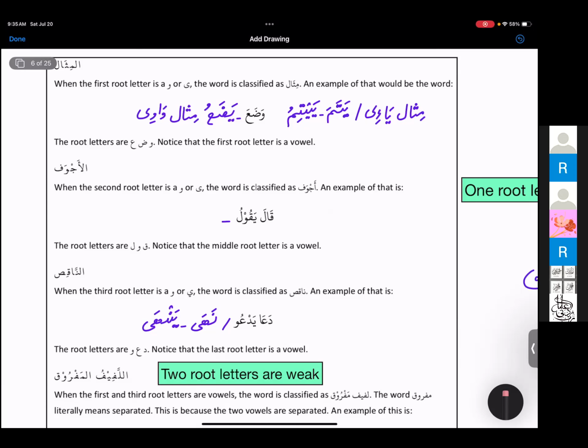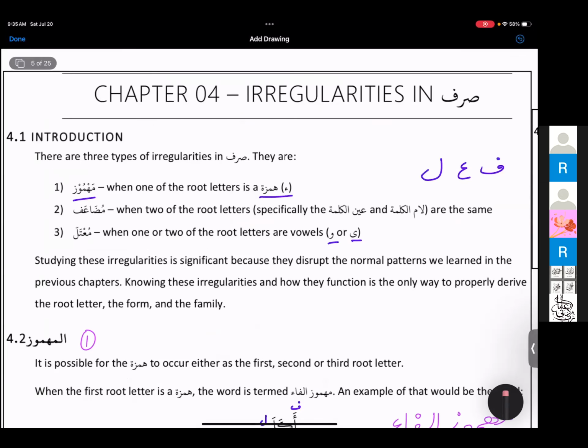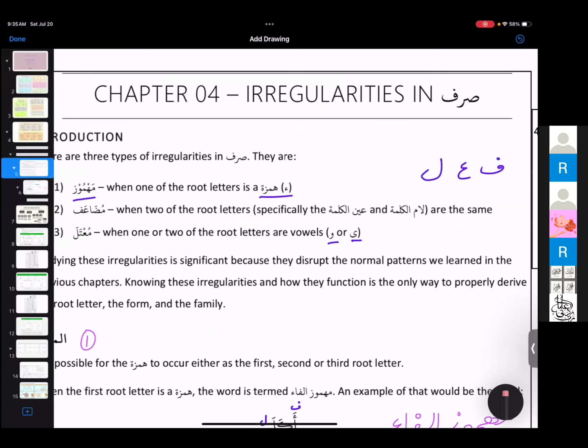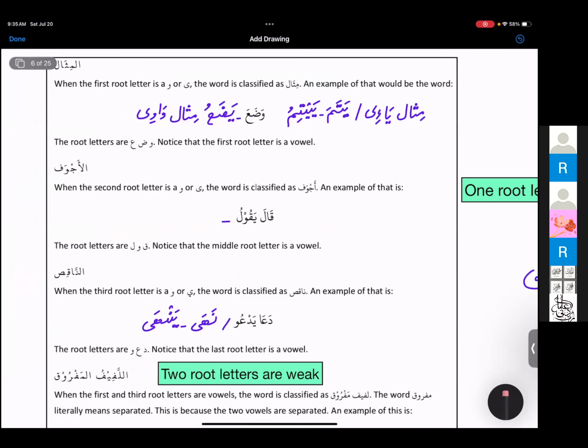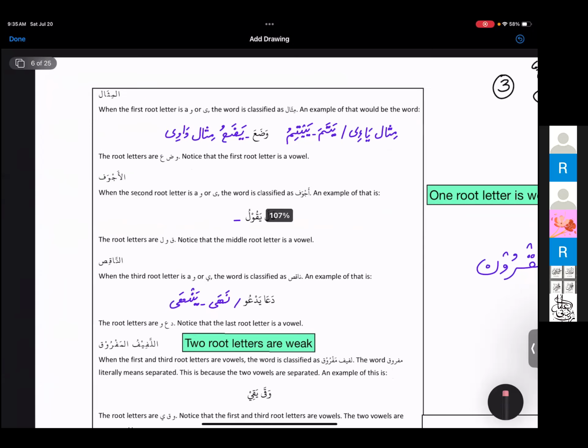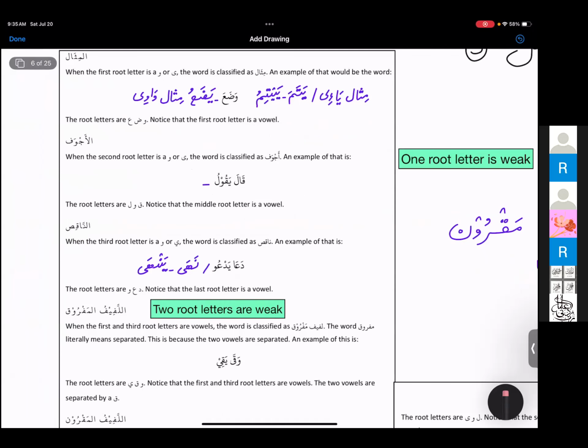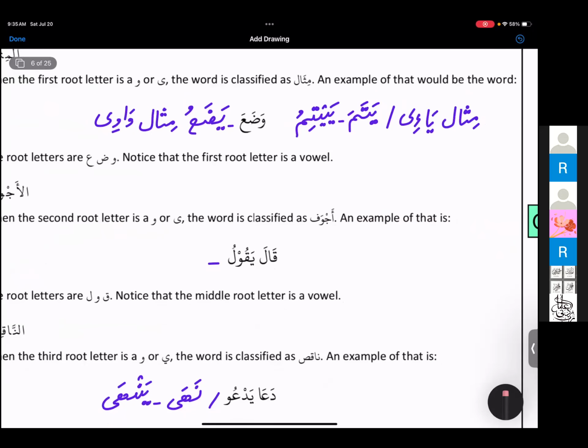So why is it called misal? Because this kind of irregularity doesn't hurt much. It is going to be conjugated like a regular verb. So that's why it's called misal, meaning the same as the regular one. And the example of misal could be wada'a. Now what do you notice about wada'a?